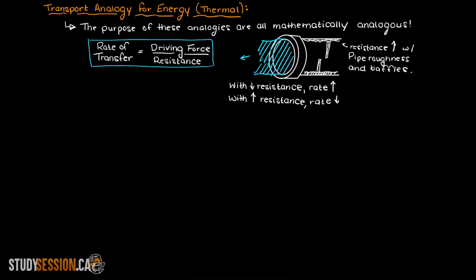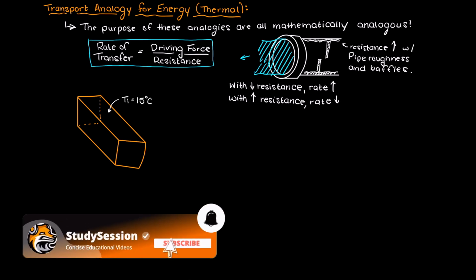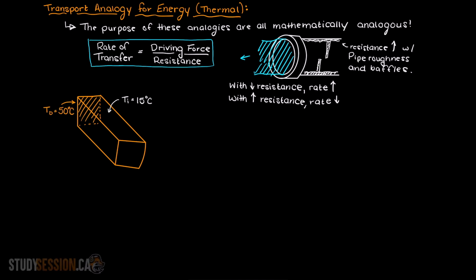So let's get back to our heat transfer analogy. Let's assume that we have this solid rectangular piece of metal here. Initially, the whole piece of metal is at 15 degrees Celsius. Then, let's say instantly, one of our outer faces is heated to 50 degrees Celsius. What do you think is going to happen? Well, the thermal energy from that heated face will begin to heat up the rest of our metal block at a certain rate. A rate that can be found using the transport analogy that we described previously.